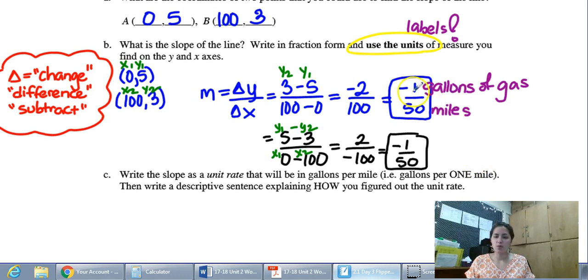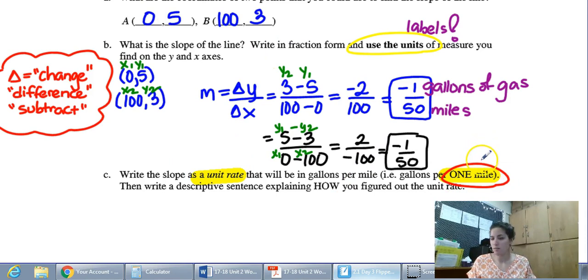So that means that he used 1 gallon of gas every 50 miles. And if I look at my C question, it says write the slope as a unit rate. And that's going to be an important vocab word for us, unit rate, which means per 1 mile. But if I look, we actually already did that. So when we simplified our answer up here, we actually already took care of this question.